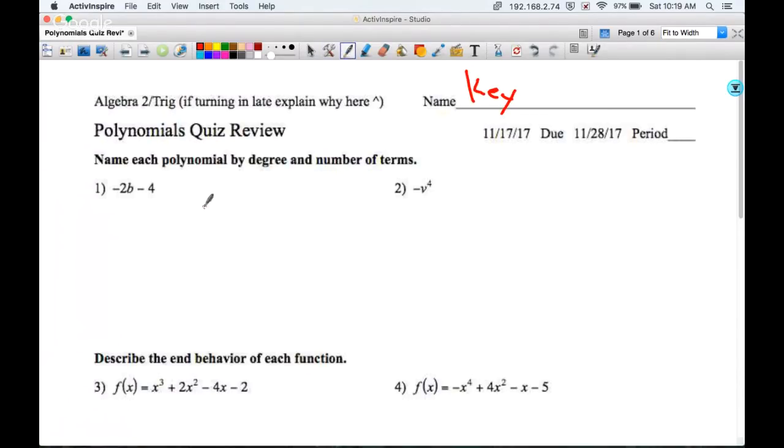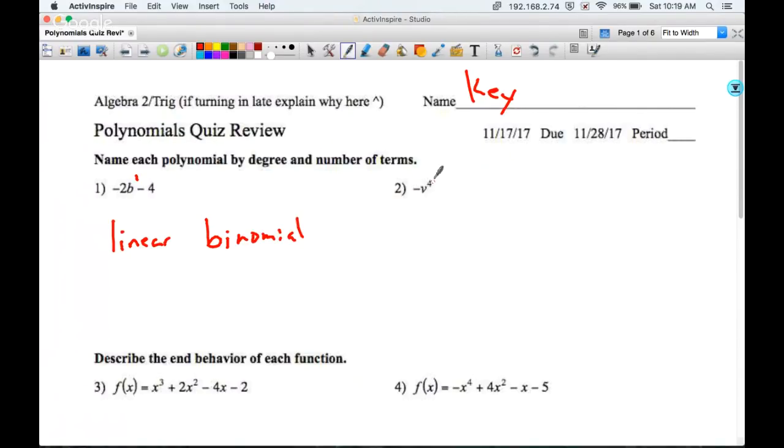Classifying polynomials by degree and number of terms. You just got to memorize these. They're not too hard. You look at the biggest exponent. This one is clearly linear because the biggest exponent is a 1. I could fill a little 1 in there without changing it. It's got 2 terms, so I'm going to call that a binomial.